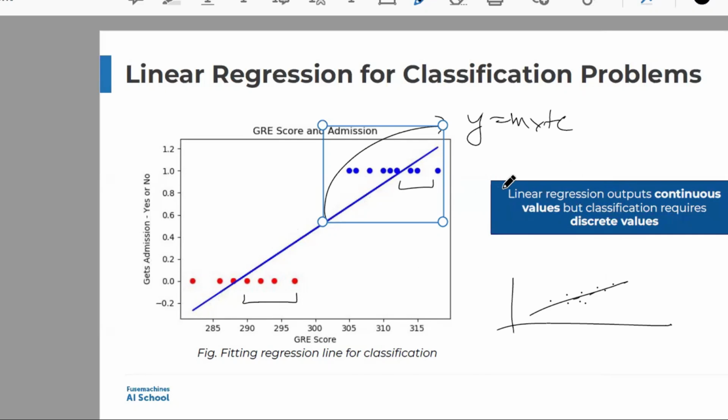As I've written here, linear regression outputs continuous values, but classification requires discrete values, right? For example, this could be class 1, this could be class 2, this could be class 3. Our test data would lie in class 1, class 2, or class 3 based on the particular feature analysis that we do. Here we have simply fitted a regression line for classification, and you can see how poor this line is. So in conclusion, linear regression does not work well for classification problems. So we need something called logistic regression, right?